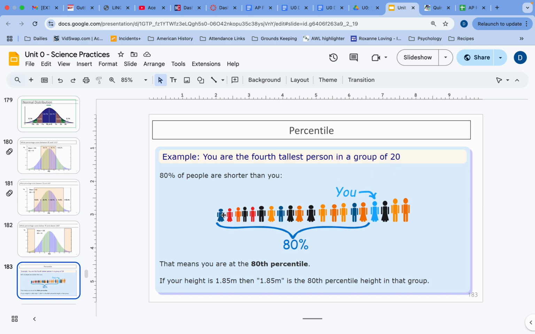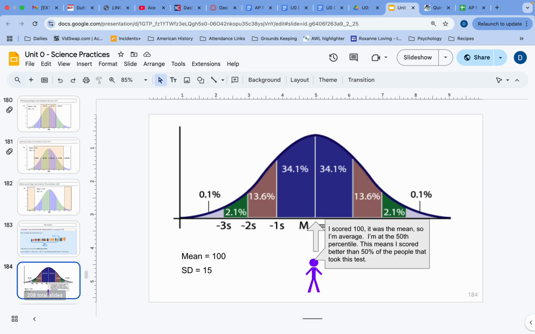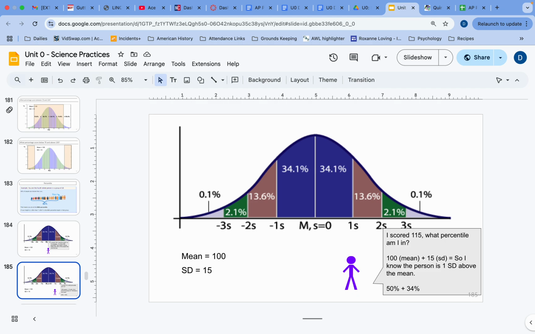All right, so you are the 4th tallest person in a group of 20. It means you're taller than 80% of the population. There's 16 smaller. So you're in the 80th percentile. I scored a 100. It was the mean, average, 50th percentile. Cool. You scored a 115. Again, 1 standard deviation above. You're in the 84th percentile.